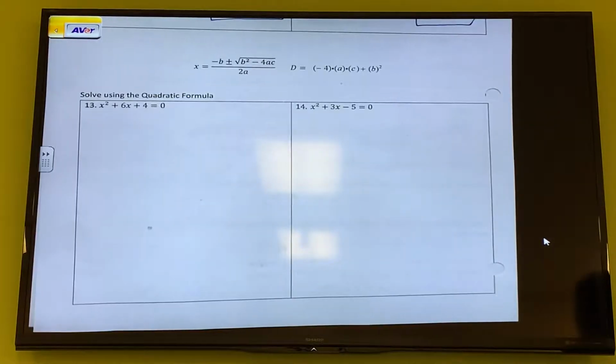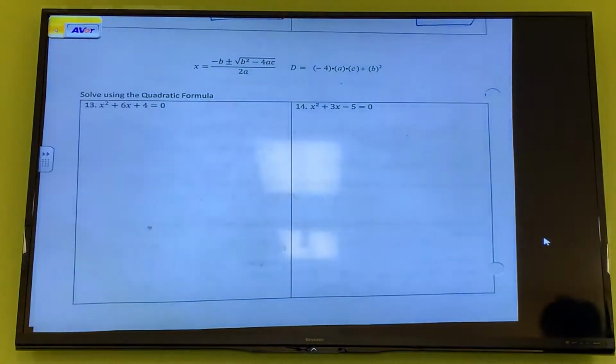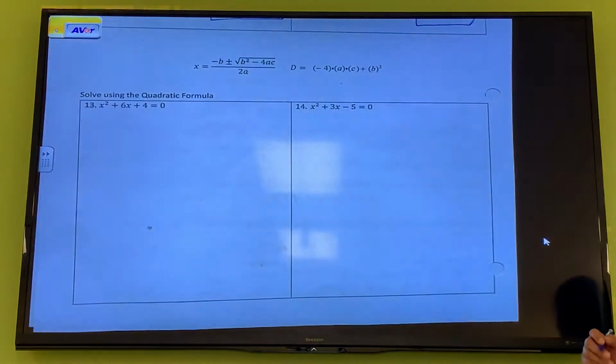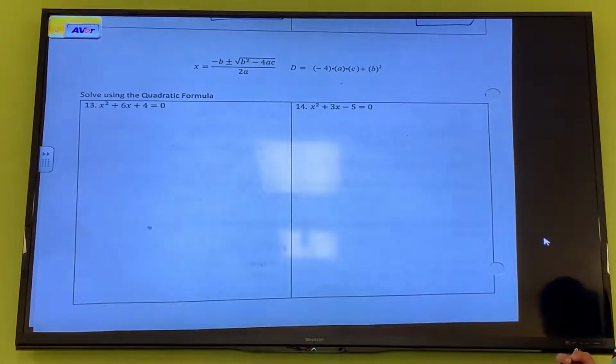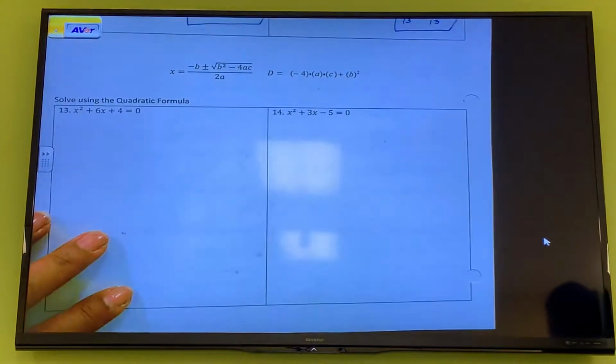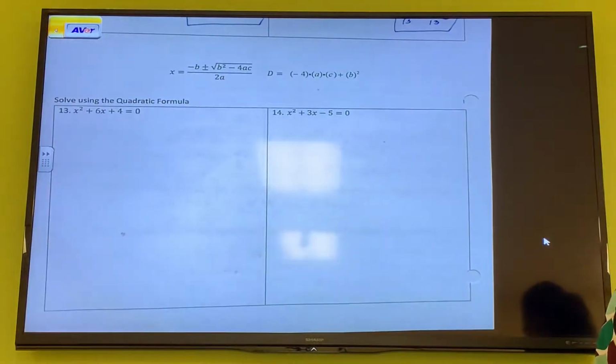Okay, we are going back to the quadratic formula and the complex numbers, because we're getting you ready for the fundamental theorem of algebra.